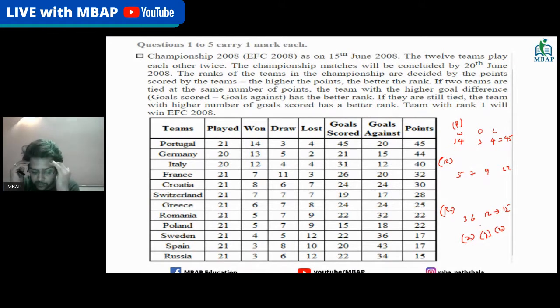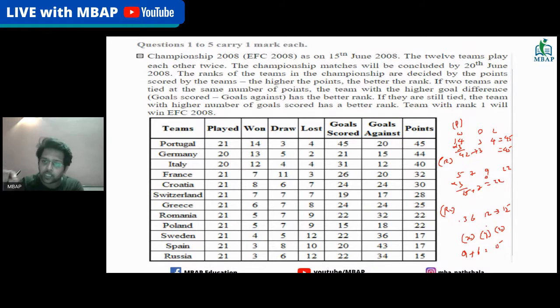This is the statistics that you have to roll in your mind before you take up the questions of this CAT-level caselet. 14 threes is 42. If you add 3, the answer becomes 45. 5 into 3 is 15, 15 plus 7 becomes 22. This is 0. Then 3 into 3 is 9, 9 plus 6 is 15. If you do this, only then you will get to know.